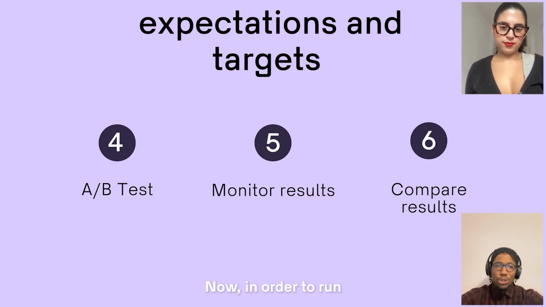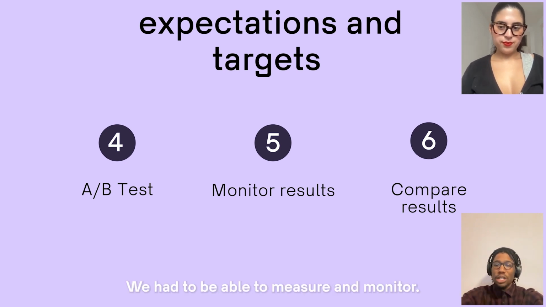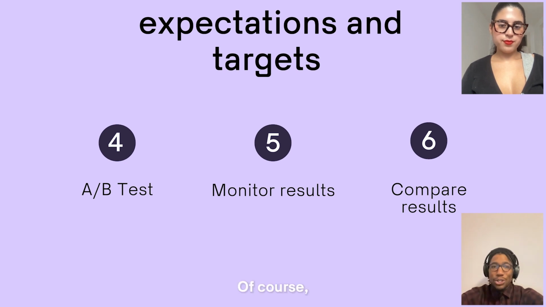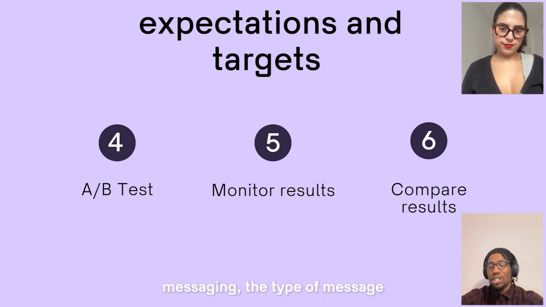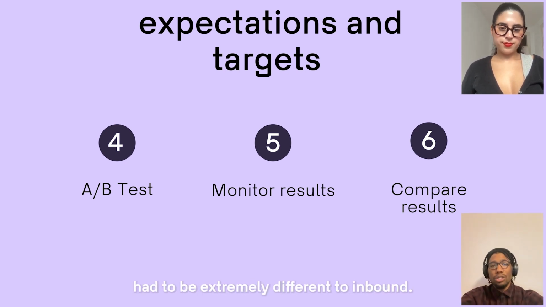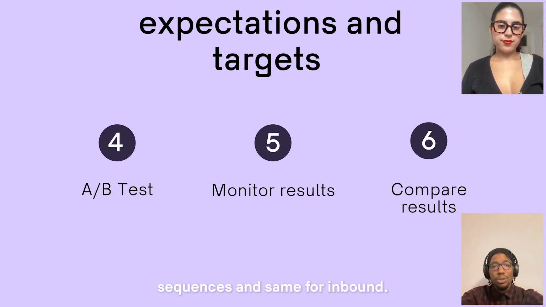Now, in order to run successful tests, we had to create several sequences. We had to be able to measure and monitor how those sequences interacted with individuals, as well as how those individuals interacted with the sequences. And as I mentioned before, we did look at both inbound and outbound. Of course, these are two extremely different beasts and have to be approached very differently as well. So for outbound, the messaging, the type of messaging, the structure of the information had to be extremely different to inbound. So in order to do that, we put together 3 or 4 different types of outbound sequences, and same for inbound.